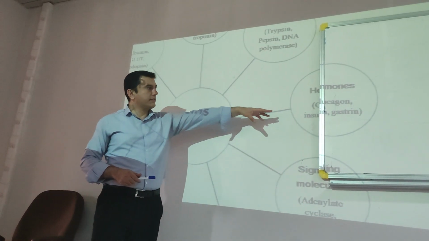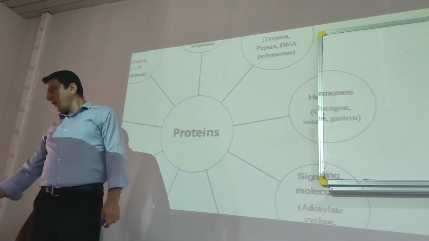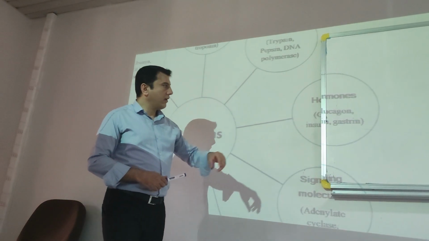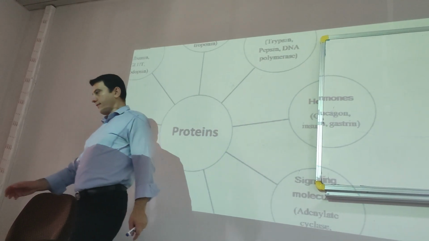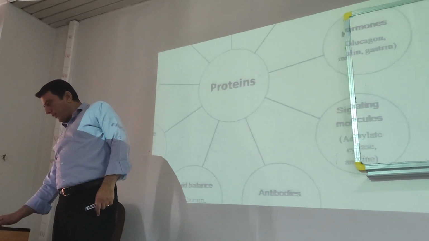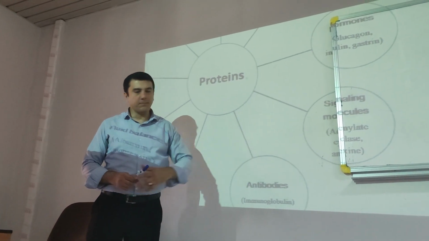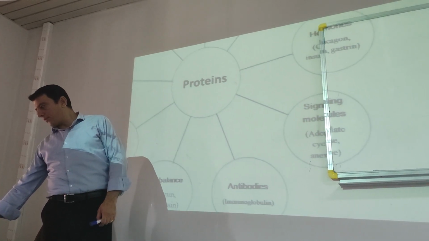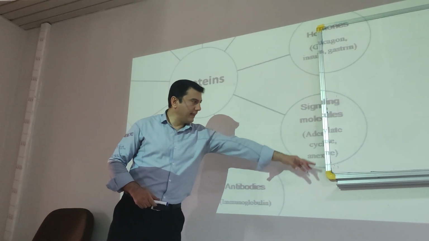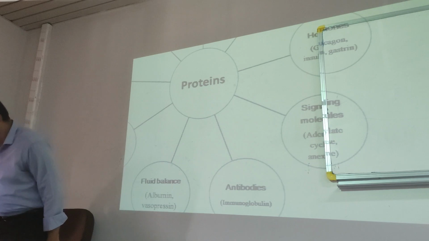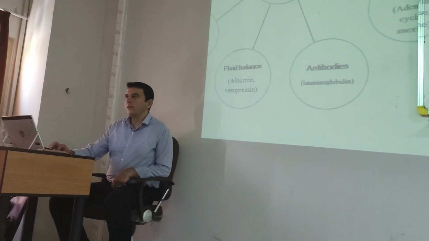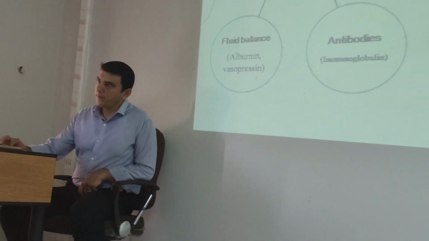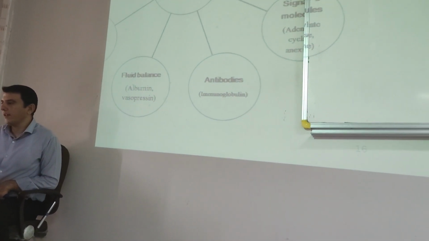Hormones. Some hormones are proteins. For example, glucagon, gastrin, insulin. Proteins are involved in signaling pathways. Signaling molecules are proteins. For example, adenylate cyclase, annexin. As I said, all antibodies, immunoglobulins, are proteins.